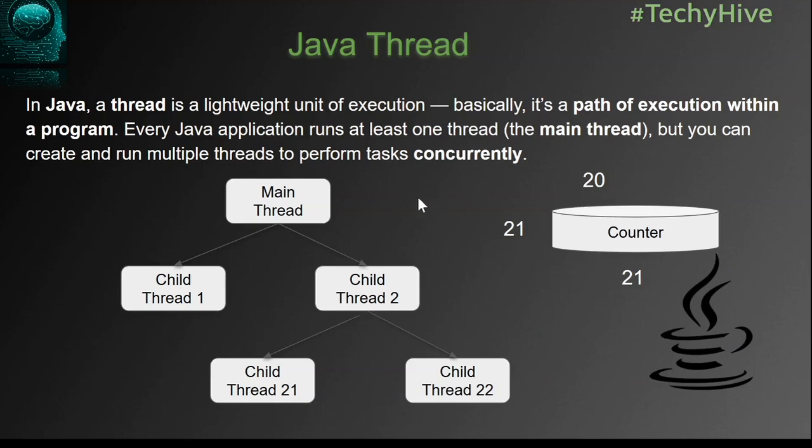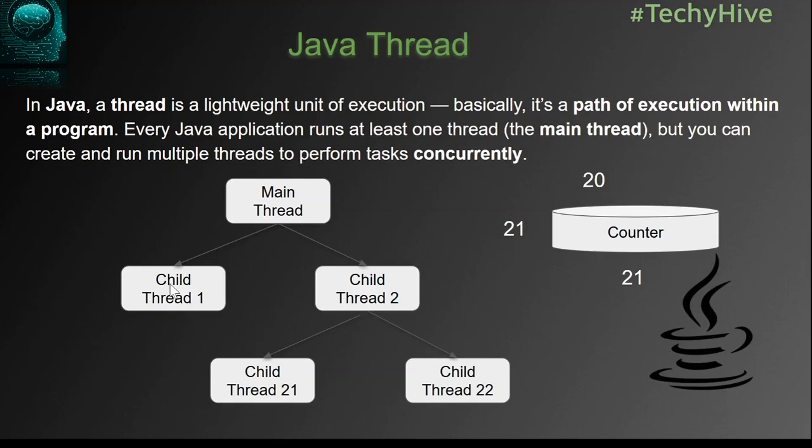In this diagram, I have shown that the main thread has two children, thread 1 and thread 2, and thread 2 in turn has two other children, thread 2 1 and thread 2 2. I have also shown the shared resource over here just to explain why we need thread synchronization. Let's say thread 1 reads data from this counter, and the value of the counter at that time is 20. Okay, so it's increasing the counter over here.